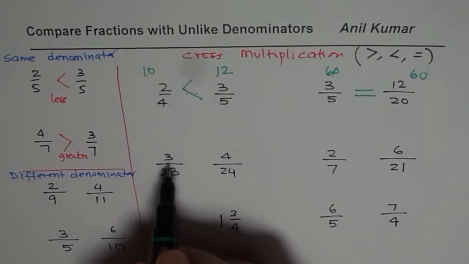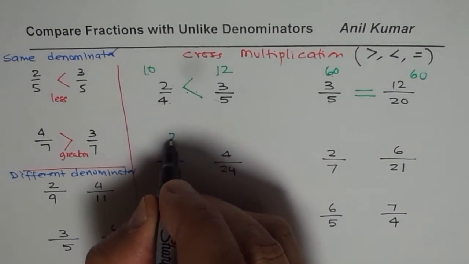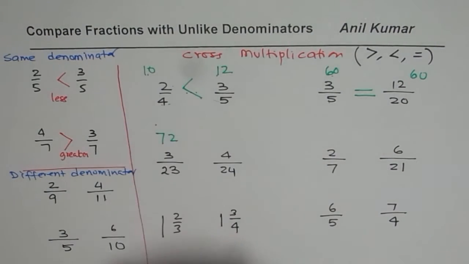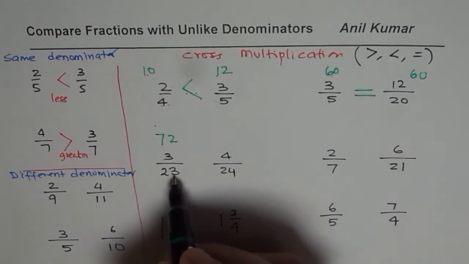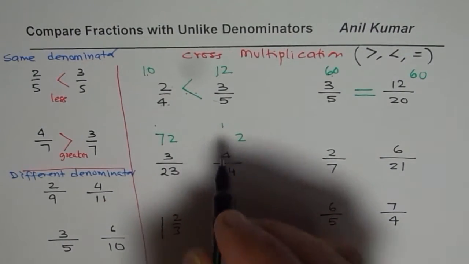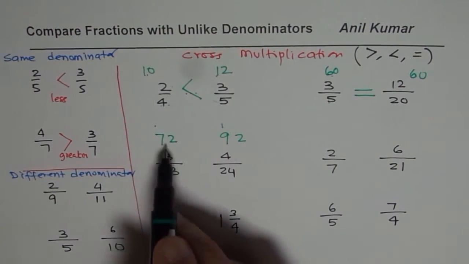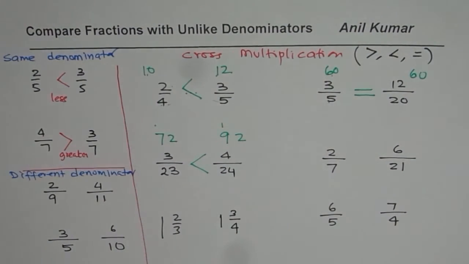Now you can multiply this. 3 times 24: 3 times 4 is 12, carry 1, 3 times 2 is 6 and 1, 7. So we get 72 here. Let us multiply 4 with 23: 4 times 3 is 12, carry 1, 4 times 2 is 8, 8 and 1, 9, so 92. Now which one is greater? 92 is greater, 72 is less. Since 72 is less, we get this symbol here.